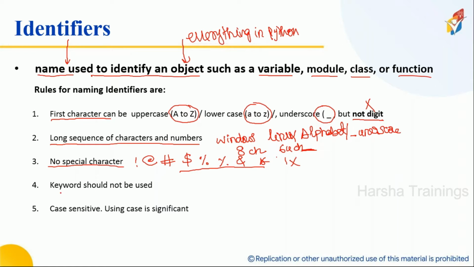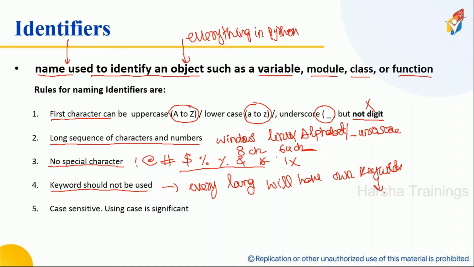One more thing is that keywords should not be used as identifiers. Every language comes with some keywords. I will introduce them in a coming session. Every language has its own keywords. What is the meaning of keyword? The meaning of that word is already known to the compiler or interpreter.